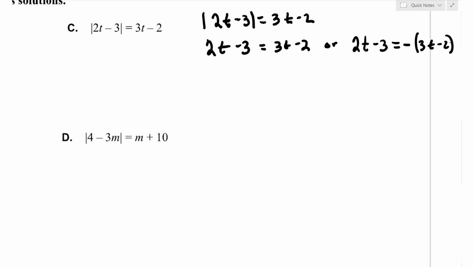Now we're going to go ahead and do the left-hand side equation first, and I'm going to use a different color. So what I'm going to do here is subtract 2t from both sides.